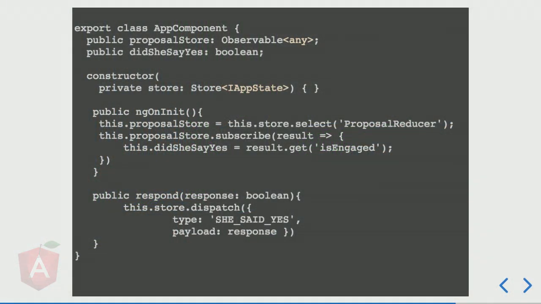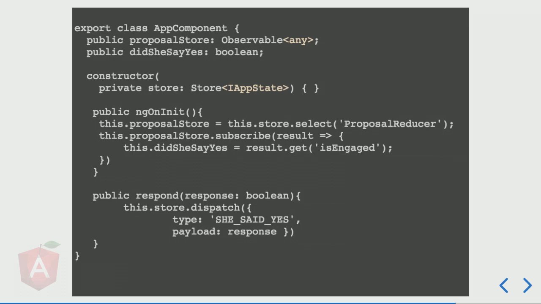OK, so now let's actually use it in our app component. The first thing we're going to do is inject our store in the constructor for our app component. And I'm using my interface for the app state to keep my TypeScript happy. In my ngOnInit function, I'm going to select the proposal reducer store. This is the language of ngrx.